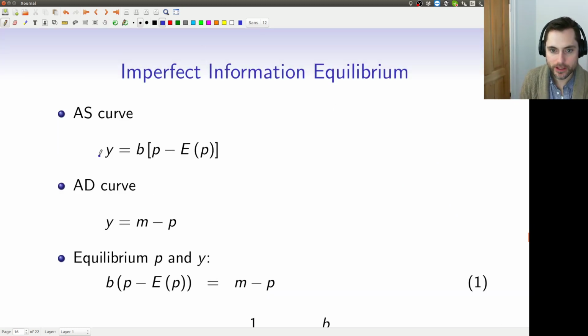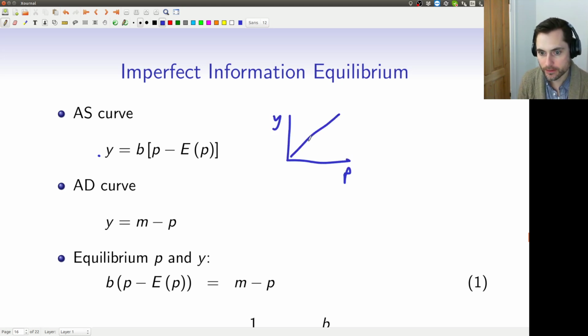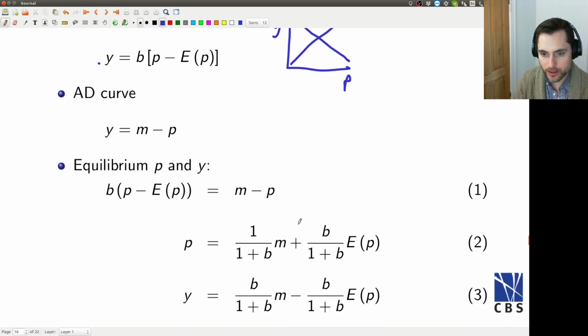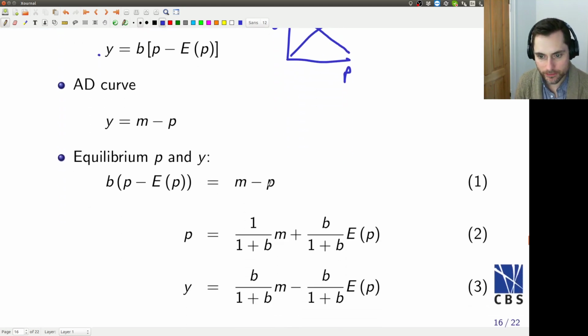So here we go, there's our Lucas aggregate supply curve, price and output. We have an aggregate demand curve that relates output and price. So our equilibrium P and Y are going to be given by combining them. Let's substitute out Y here, so we're not going to be looking at this anymore. We're going to be looking at P and M. So let's replace the Y with M minus P, and then solve for P first. If we take this expression and solve for P, we get this expression. You can just do it quickly.